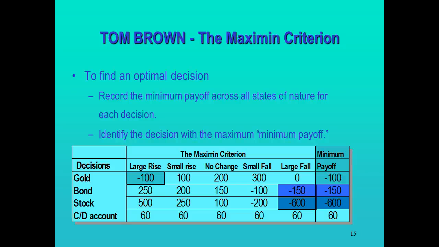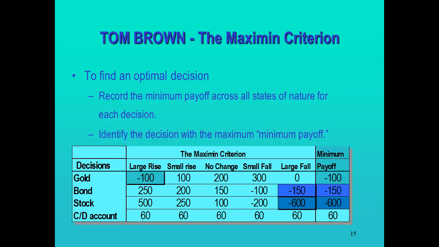So what I do is I look across these decision alternatives. What's the worst I can do if I invest in gold? The worst I can do is what? Lose $100. The worst I can do if I invest in bond is lose 150. The worst I can do if I invest in stock is lose 600. The worst I can do if I invest in CD is make $60. Okay, $60.